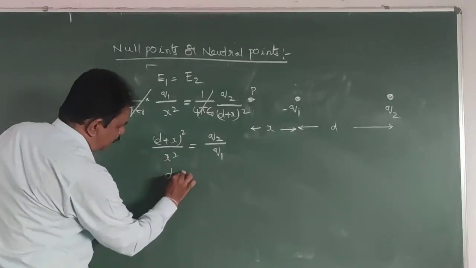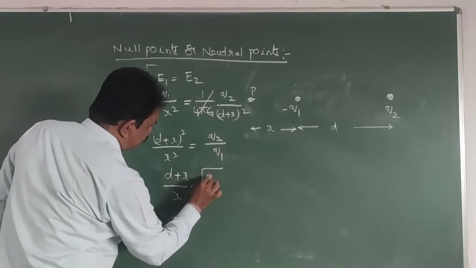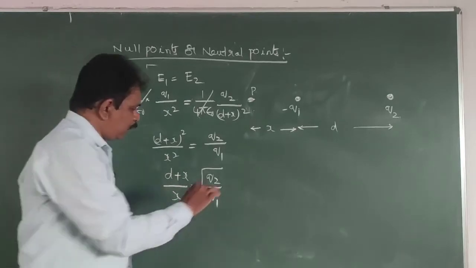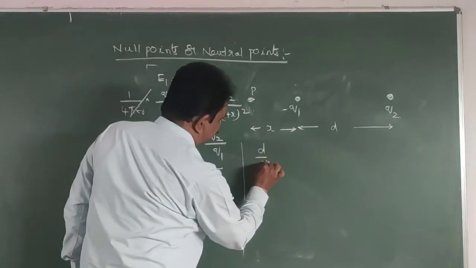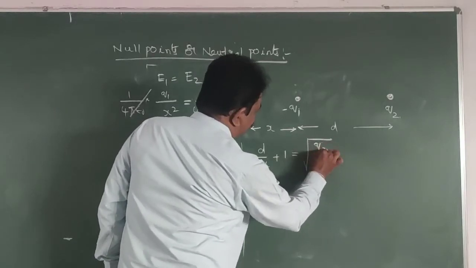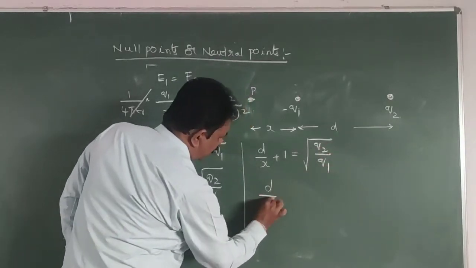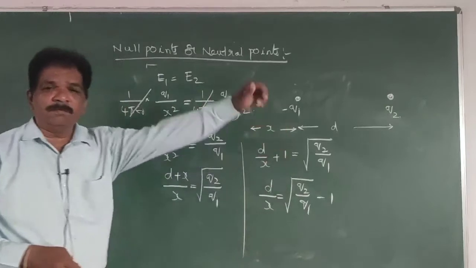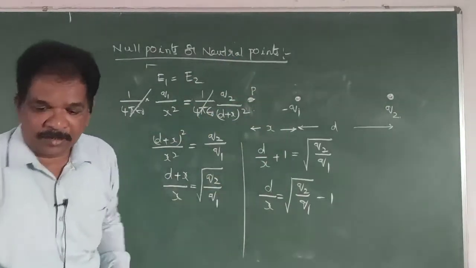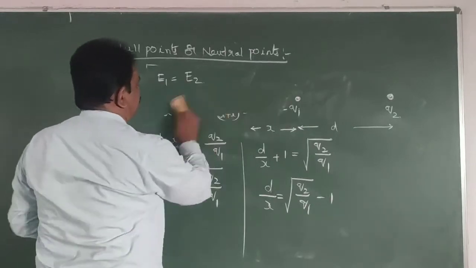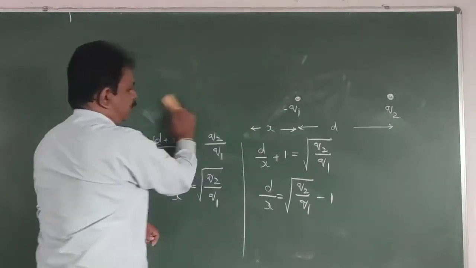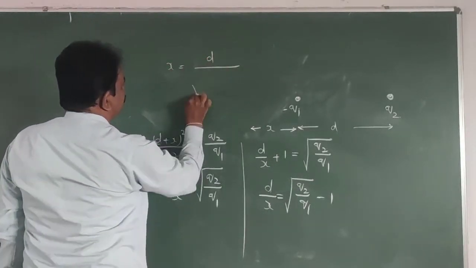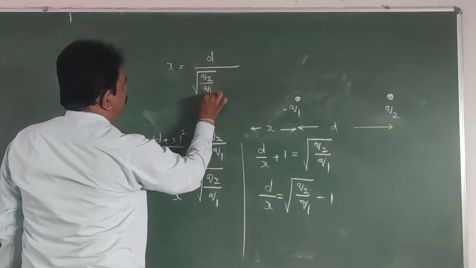Then (d plus x) by x is equal to root Q2 by Q1. If we divide this, d by x plus 1 is equal to root Q2 by Q1. d by x is equal to root Q2 by Q1 minus 1. Then finally x is equal to d by (root Q2 by Q1 minus 1).